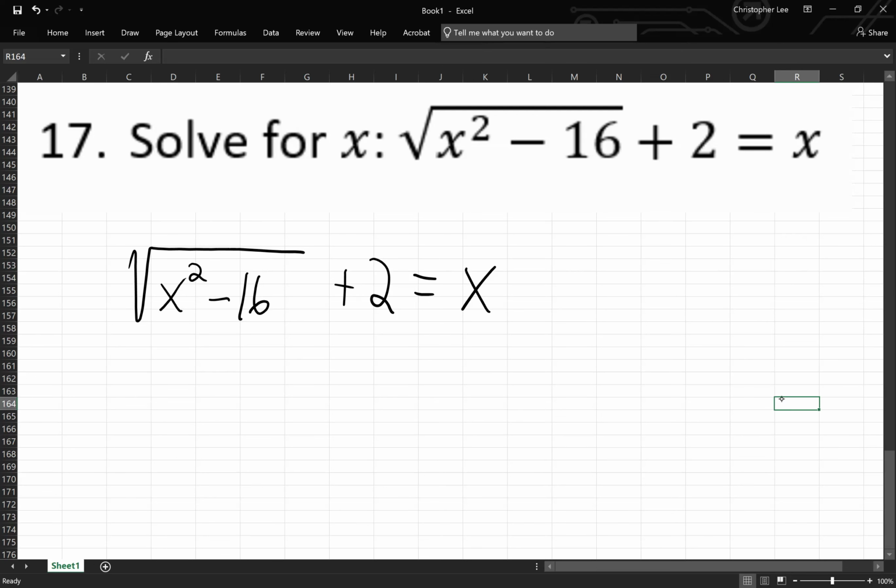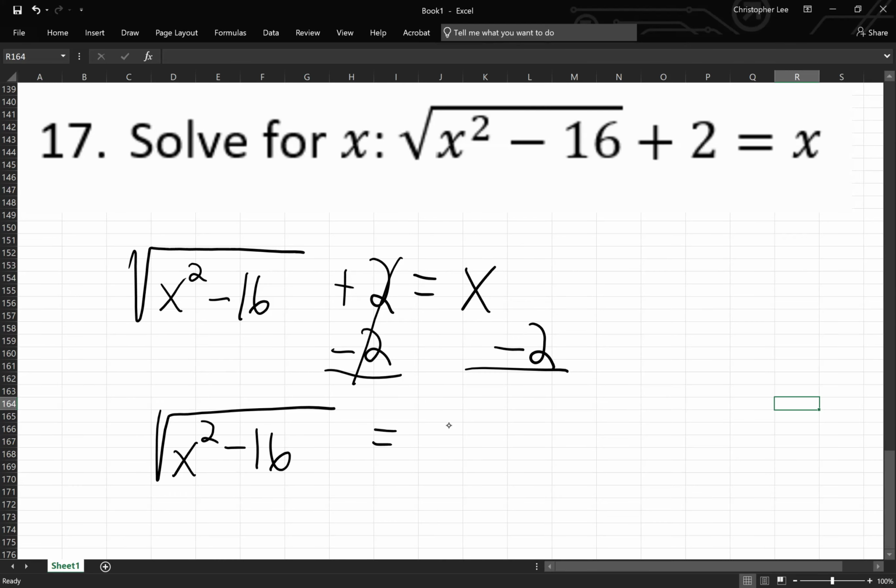What should I move to the other side? The 2, right? So I'm going to subtract 2 from here. But what I do to one side of the equation, I have to do to the other side of the equation. So now I have square root of x squared minus 16 is equal to x minus 2. Now I want to solve for x. So tell me what to do. We've got to get rid of the square root, right? So I'm going to square this to get rid of it. What I do to one side, I have to do to the other.